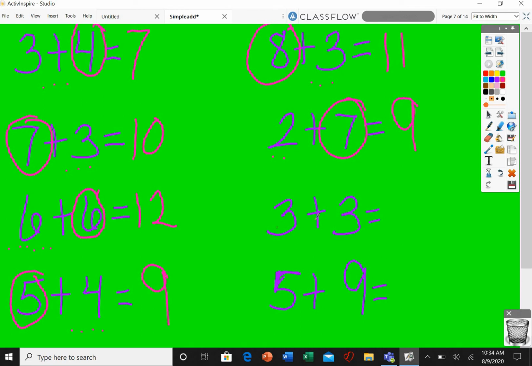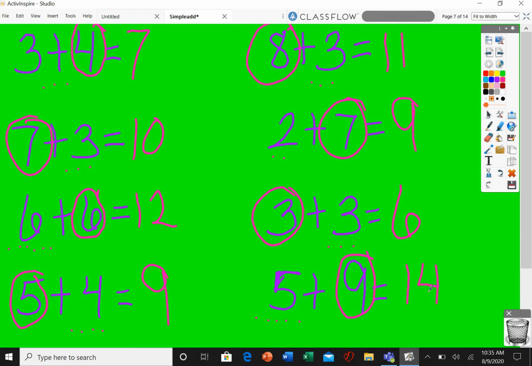Oh, there's another doubles fact. None of them are bigger, so we'll just start with one. We'll just pick one. 3. And I'm going to put 3 in my head, and I'm going to go up 3 more. So 3, 4, 5, 6. 3 plus 3 is 6. All right, our last one, 5 plus 9. Yep, 9 is our larger number. We're going to put 9 in our head. That's where we start. And we're going to go 5 more. So 9, 10, 11, 12, 13, 14. 9 plus 5 is 14.